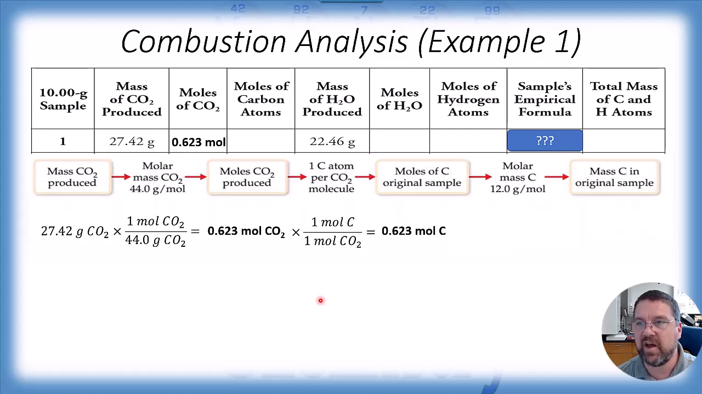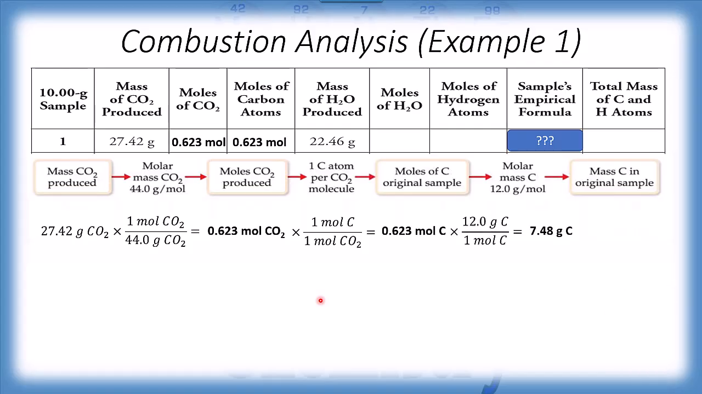In this case, aside from double checking our work, it's not absolutely necessary to convert to grams. But when we have 3 or 4 elements, then we will need to finish it out and determine the mass of the carbon that's present. So in this case, it would be 7.48 grams.